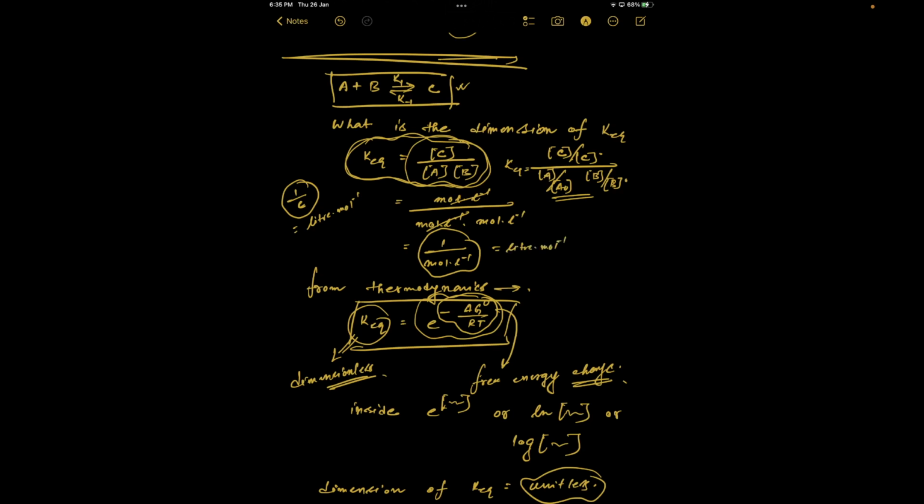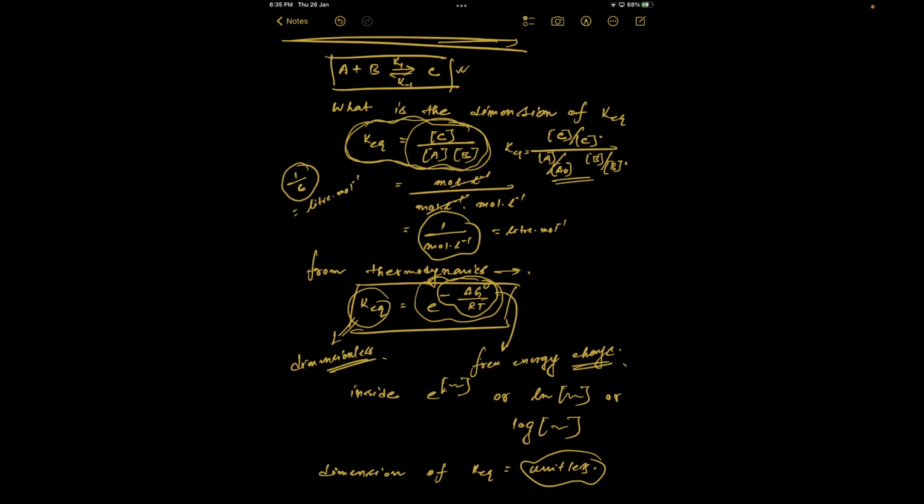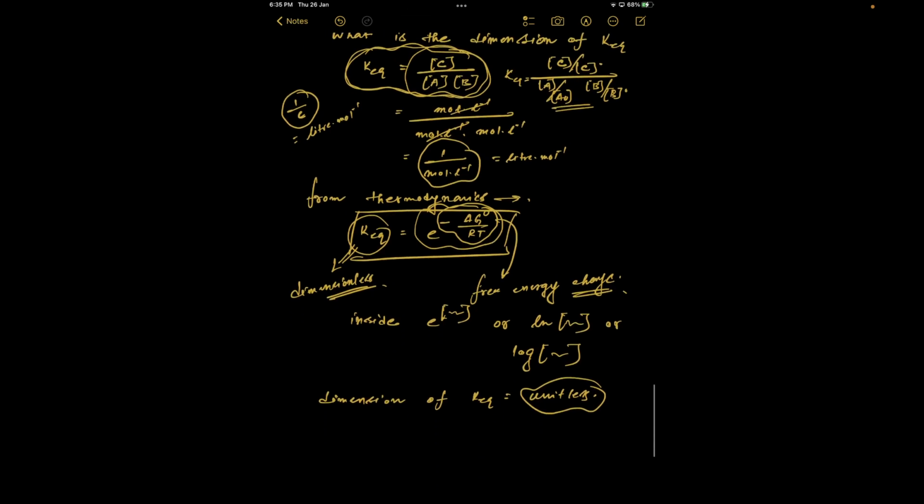But this is the tricky question, right? So you should not get tempted by this answer, because you know that from thermodynamics K equilibrium is equal to exponential of minus delta G0 by RT, and this is dimensionless. Exponential quantity is dimensionless, so that's why the K equilibrium is dimensionless.